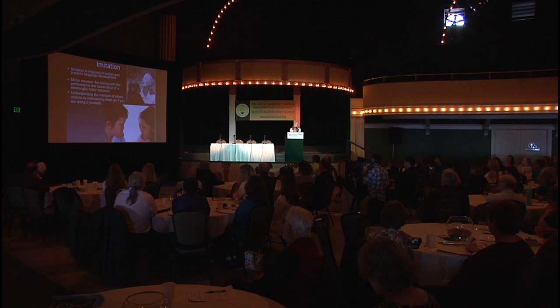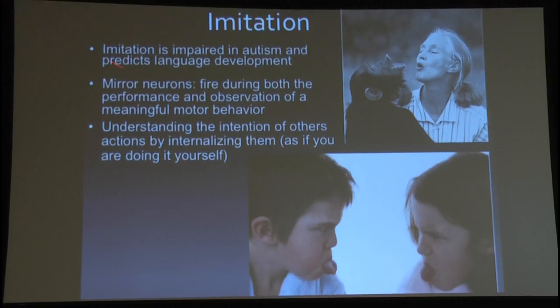Okay, have people heard about the concept of mirror neurons here yet? Many of you? Imitation is a very critical skill for learning language and for learning most social skills, and mirror neurons are very important in this process. These are neurons that fire during the performance as well as the observation of a meaningful motor behavior. And they're thought to be important for analyzing and understanding the intentions of others.